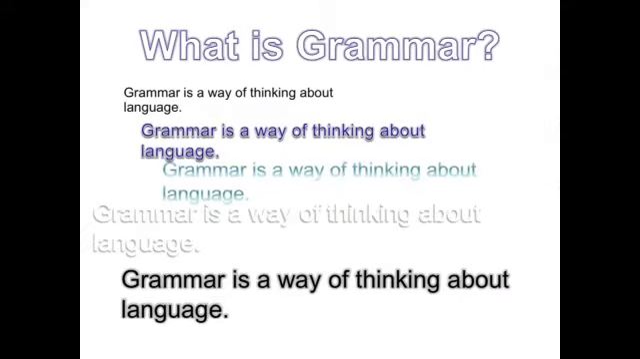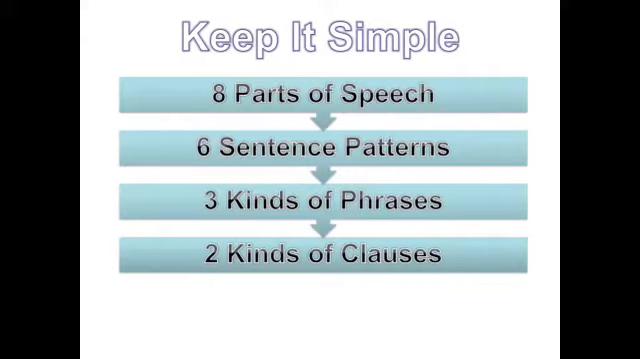Magic Lens is how we're going to be taking a look at grammar from here all the way through high school. You'll use it this year, you'll use it again next year, you'll use it all throughout high school. Essentially, grammar is a way of thinking about language. Magic Lens is our way of taking a look at grammar. We're going to try and keep it simple to make it as easy as possible. There are going to be 8 parts of speech that we're going to be taking a look at as we go through all of this.